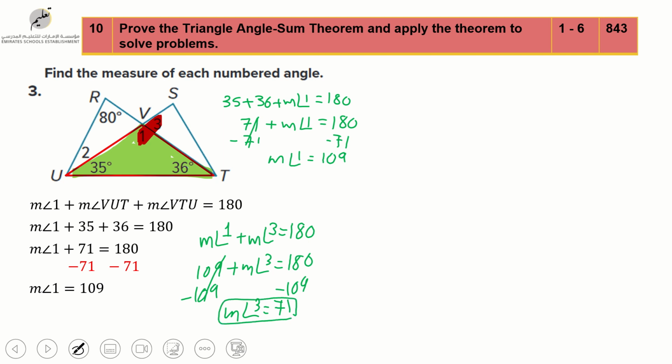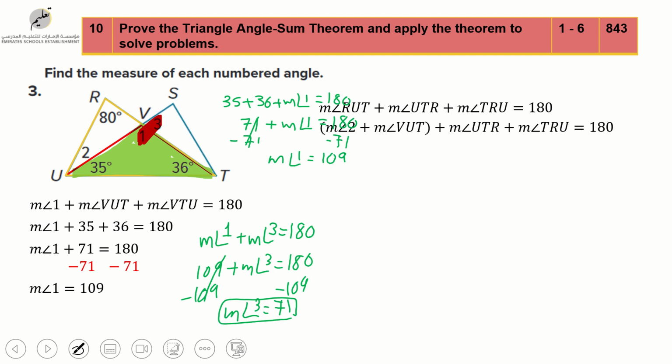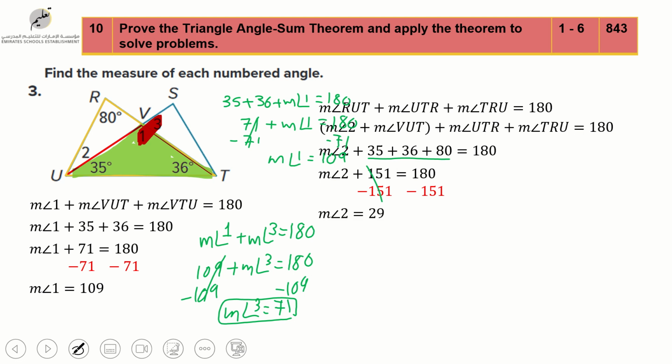Another way, this is an exterior angle which is equal to the two remote interior angles. So if you add 35 plus 36, you will get the measure of angle 3. And to find the measure of angle 2, look at the yellow triangle now. You've got 36 and 80, and angle U is basically 35 plus the measure of angle 2. So the measure of angle 2 plus 35 plus 36 plus 80 equals 180. Combine these three values together, they add up to 151, minus 151 from both sides. It will be 29 degrees.